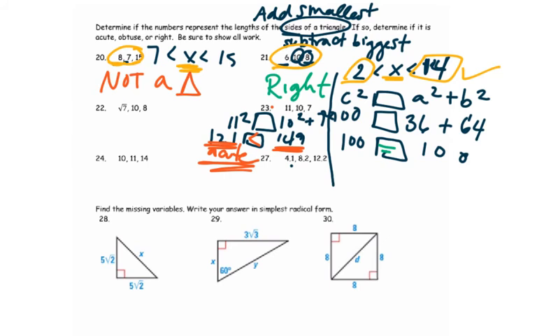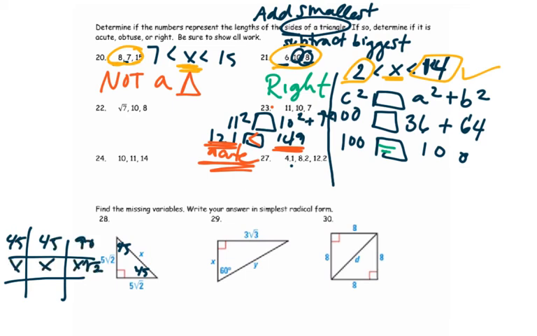28 goes back to special right triangles. If these are the same, it means they're both 45. The side across from the 45 is 5 root 2. So x is 5 root 2. And then the equation wants me to put another root 2 behind x. Root 2 times root 2 is root 4. Root 4 is 2. 5 times 2 is 10.